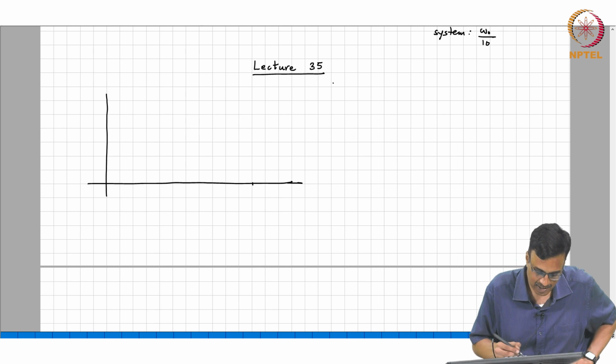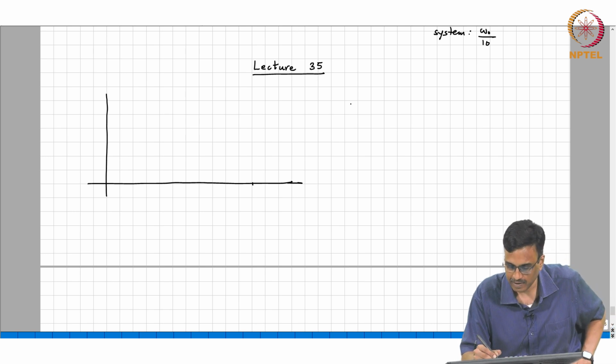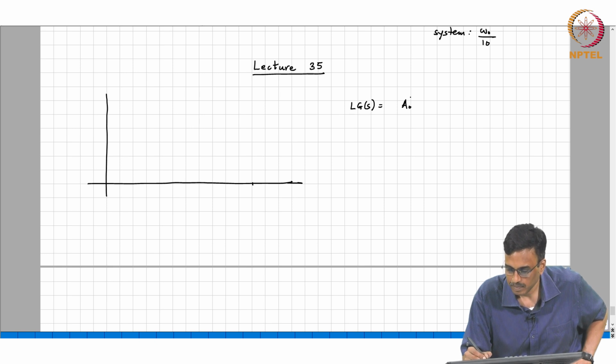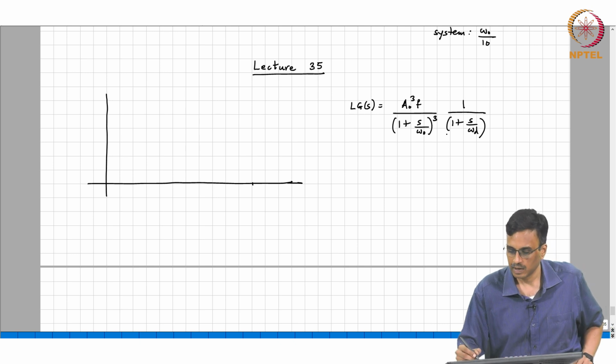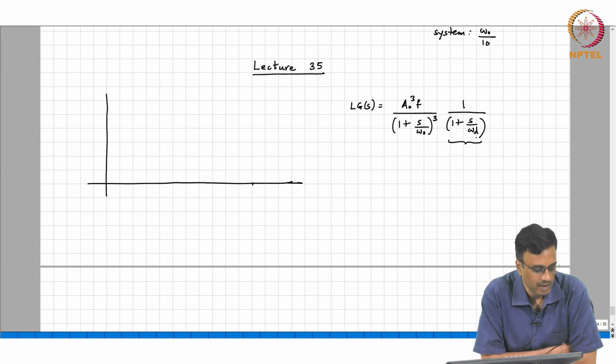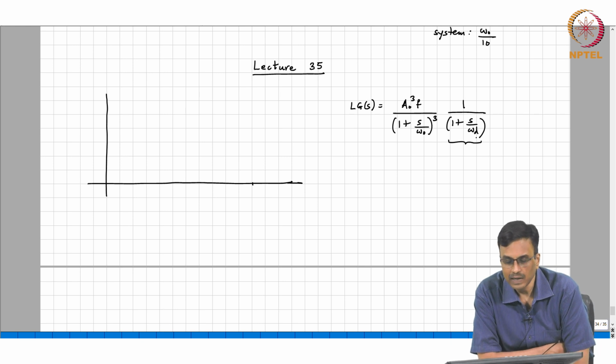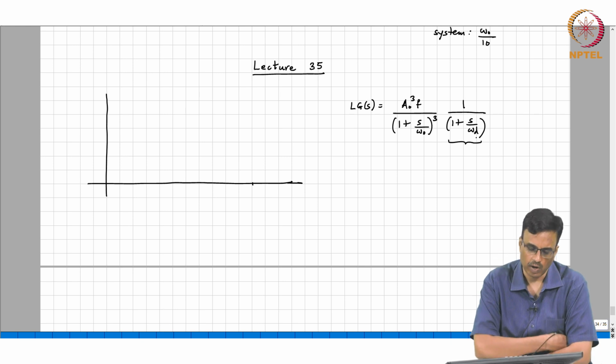In the last class, we were looking at stabilizing a third order system, and we saw that the whole idea in placing this 1 plus s by omega d, having this extra pole, is to make the frequency response of the loop gain resemble that of a first order system, right?